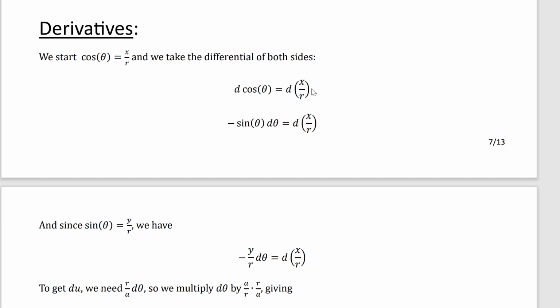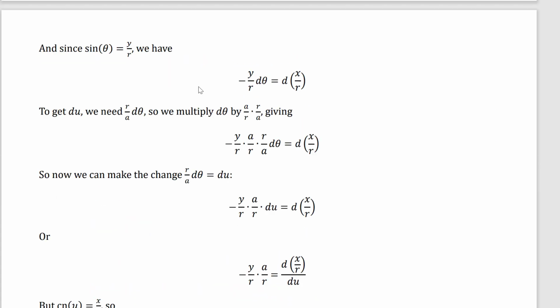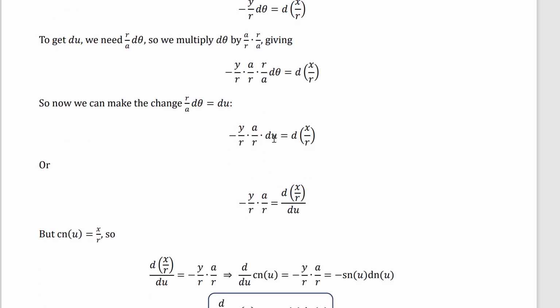So I'll take the differential of both sides here. Differential of cosine theta is negative sine theta d theta, and the differential of x over r I'll just leave as is, because that'll end up being cn u. Now sine theta is y over r, so I'll sub that in. And I want du, now remember I defined du as r over a d theta. So to get an r over a, well, I just put an r over a there, but I don't want to change the problem, so I also multiplied by the reciprocal, so this is the same as that. And now this quantity is du, and then I have these two. So I've got this quantity times du is this derivative of x over r.